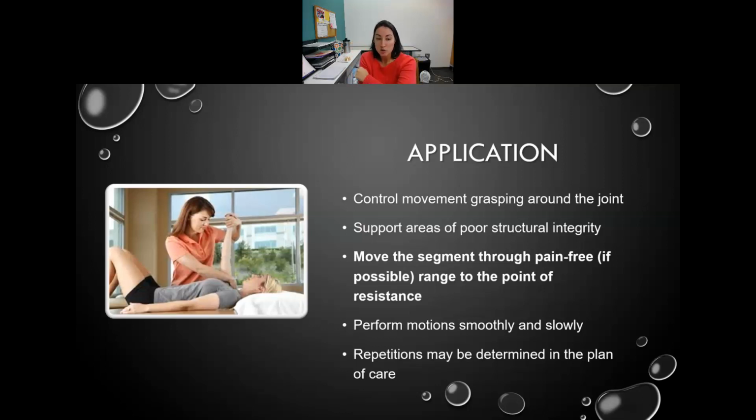Move the segment through a pain-free range to the point of resistance. And I say if possible, because again, some people are in pain just at rest and they're going to have pain the whole time, but try not to increase the pain significantly. You could say at the beginning, if your pain gets a lot higher, let me know so that I can stop. And then you move to the point of resistance.